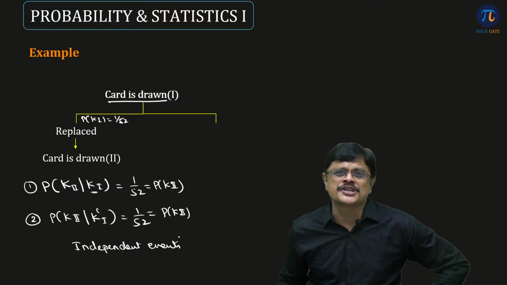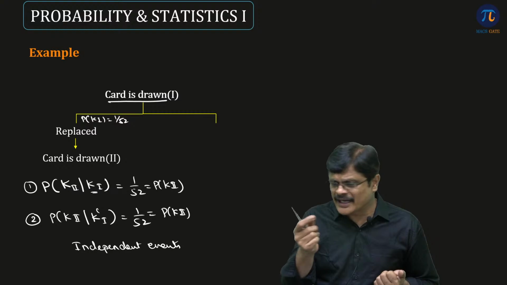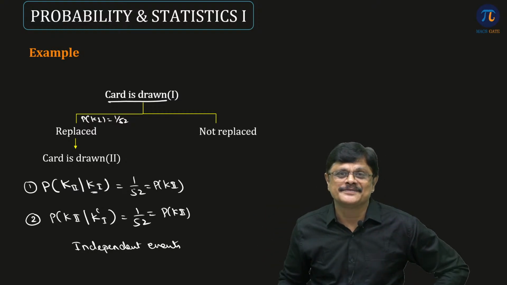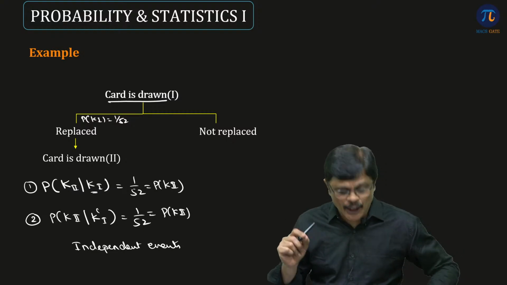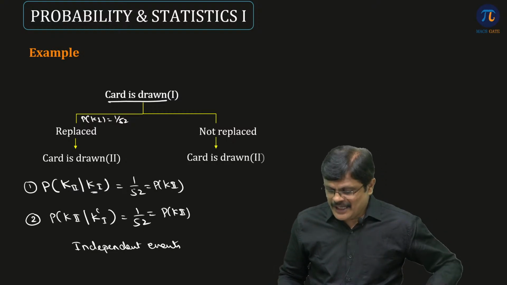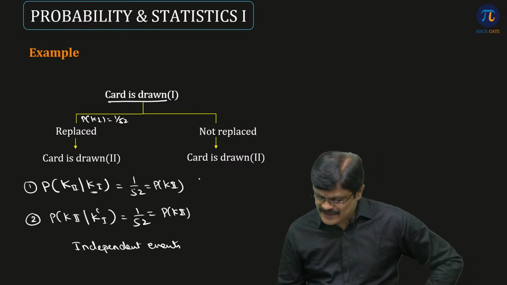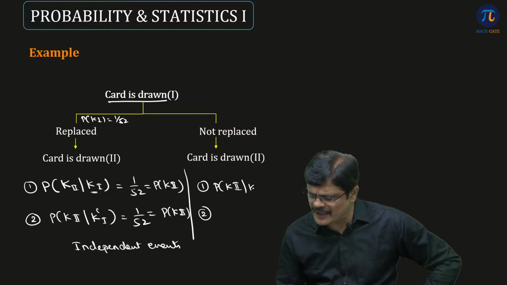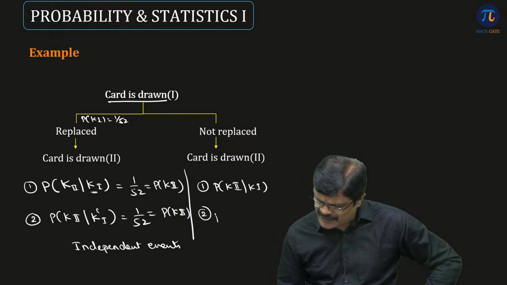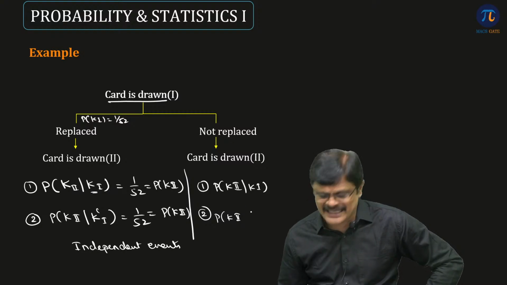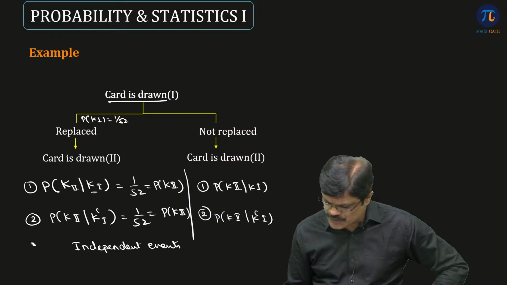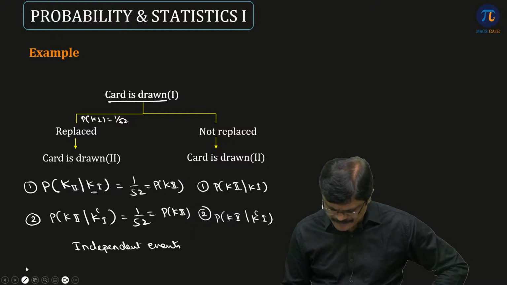Now consider the alternative situation where a card is drawn from a pack of 52 cards and it is not replaced. You do not replace that card. Now I am asking the same questions once again. In this situation, what is the probability that you get a king in the second draw when you get a king in the first draw? Again I ask, what is the probability that you get a king in the second draw when you have not drawn a king in the first draw? So this is the question, my dear friends.